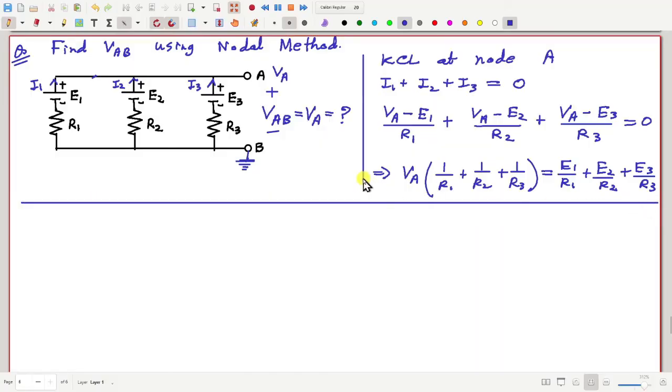Sir, I have one doubt. Will it be E1 minus VA or VA minus E1? Okay, so you can do it in this way. This point is at VA, and the point just below the voltage source is at VA minus E1, and the other end is at 0, divided by R1. Okay, I got it.